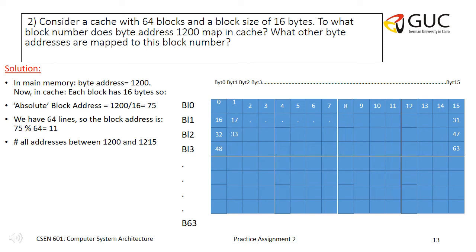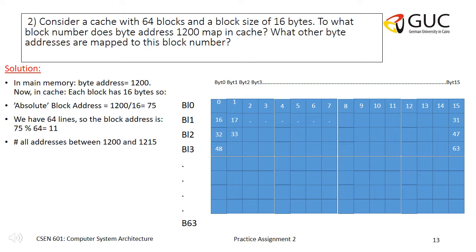So this is an easy question. If you have the address 1200, it means that this is the beginning of a block. So easy, we add 15 to it to know the range of addresses, which is from 1200 till 1215.